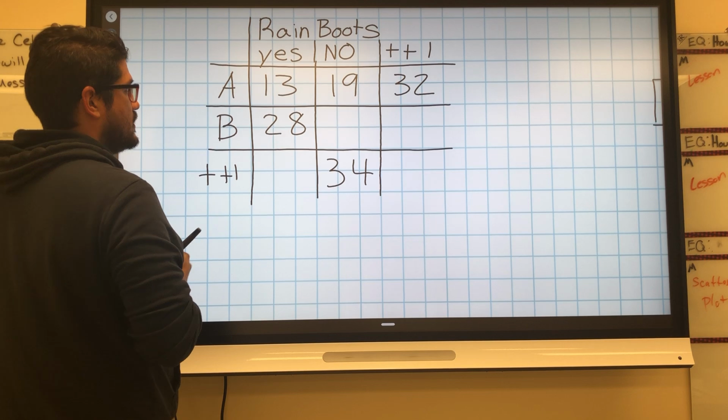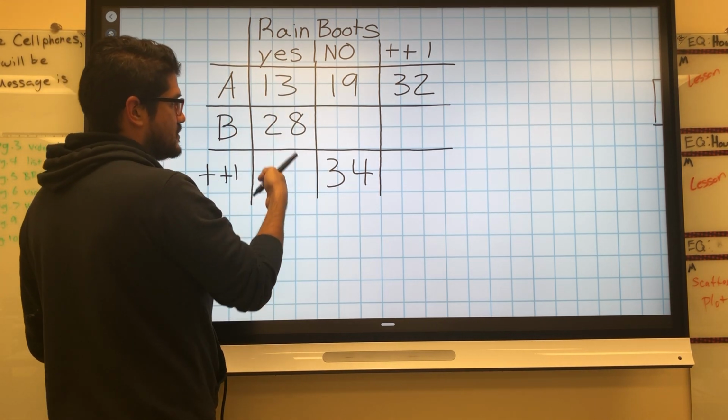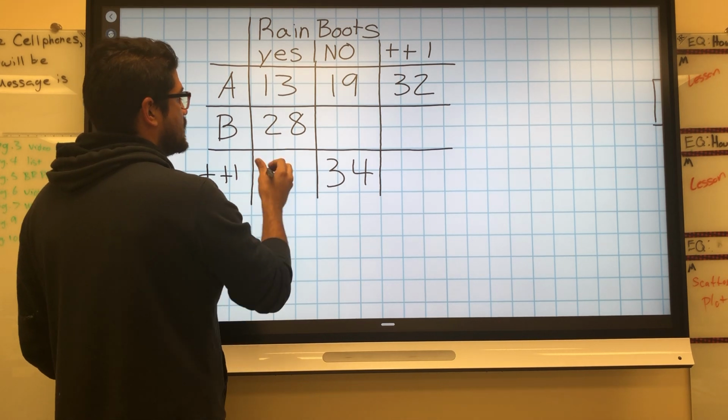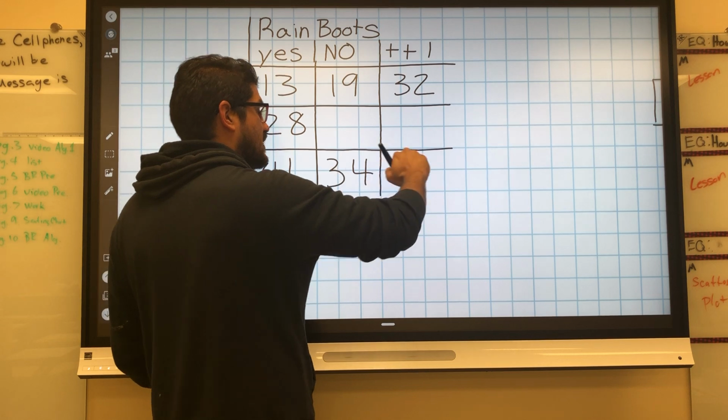What else can we figure out? What about, can we figure out this one? Because now this has two numbers in it. So now I can figure out the bottom of this. So now it's gonna be 41. Okay, now I have two numbers here. I can figure out the last one here.